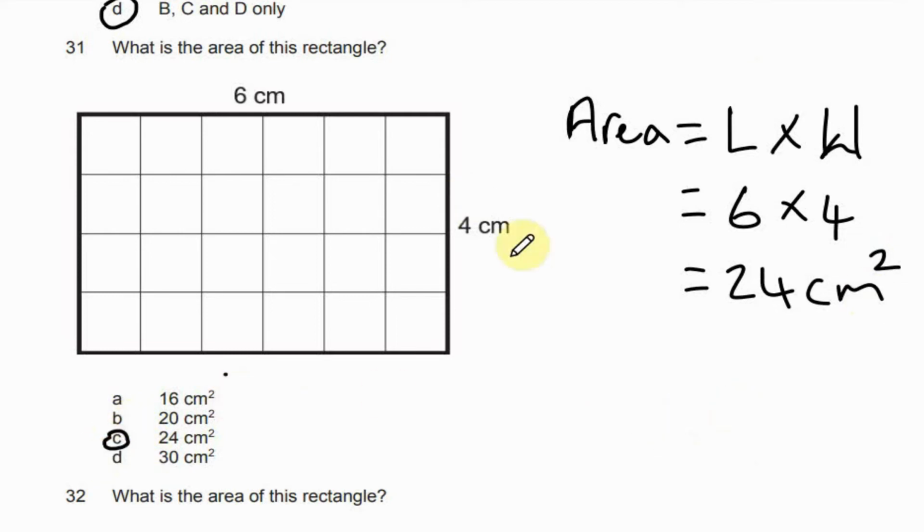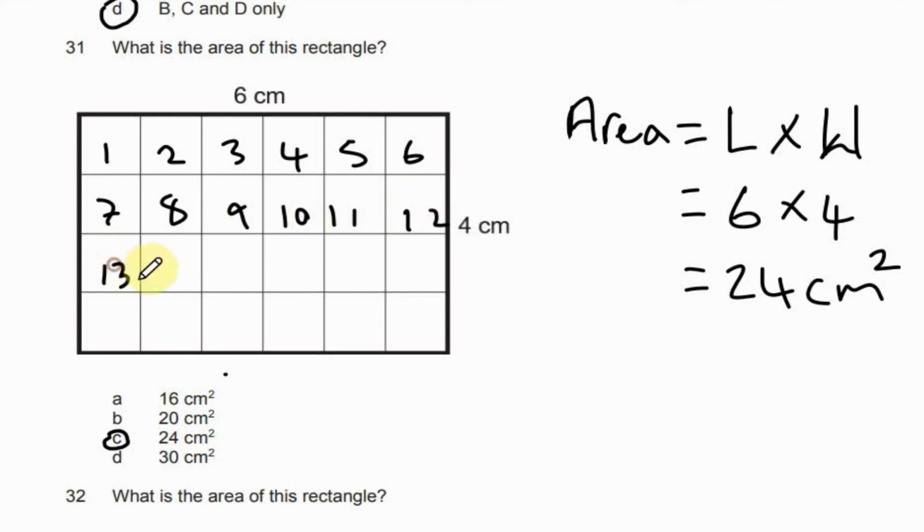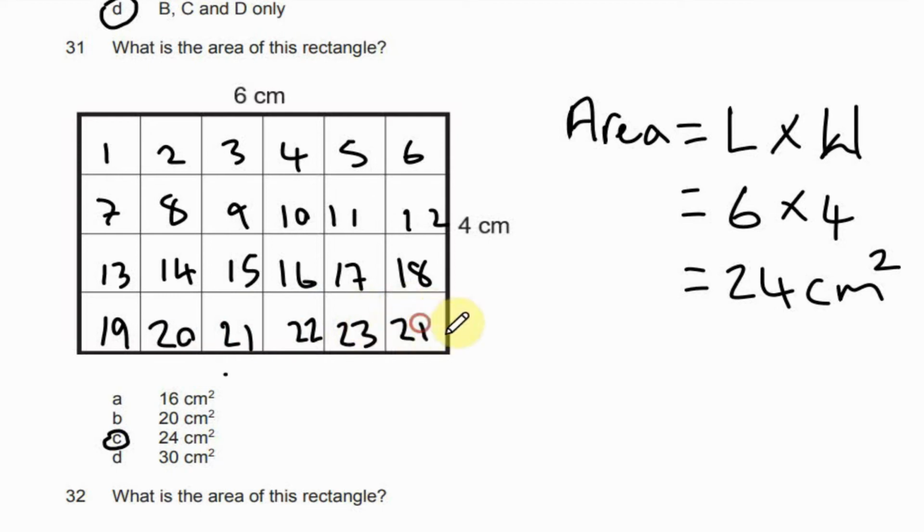All right, because we understand that the concept of area speaks to the amount of surface being occupied by a shape, then we could also count up these squares. All right, and we could also ascertain the answer by counting up the squares. So we have 1 2 3 4 5 6 7 8 9 10 11 12 13 14 15 16 17 18 19 20 21 22 23 24. All right, so that's another way how you could have ascertained the area.